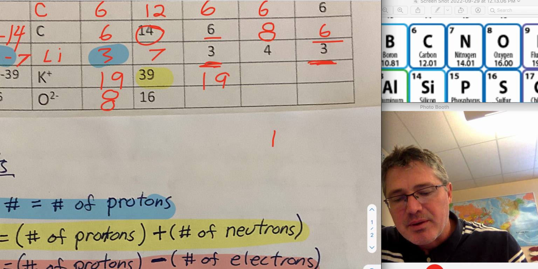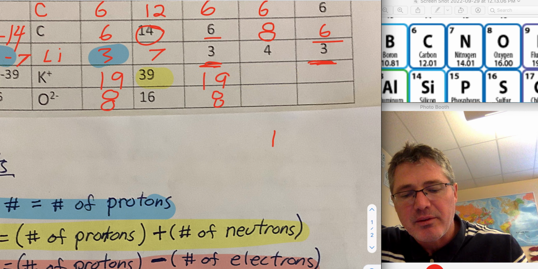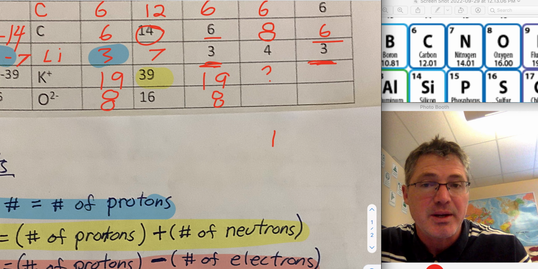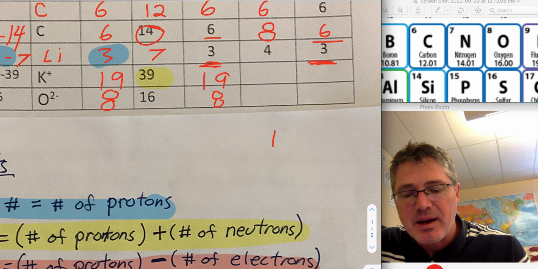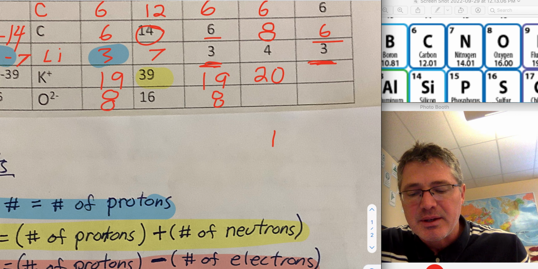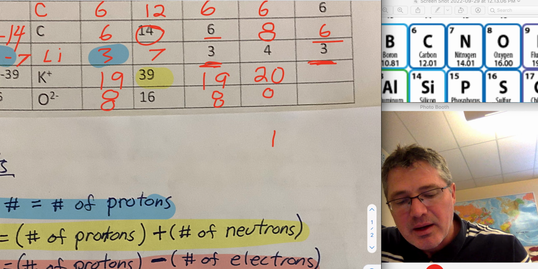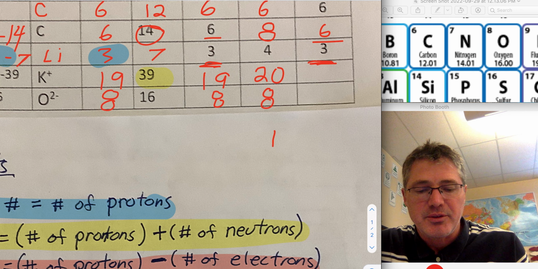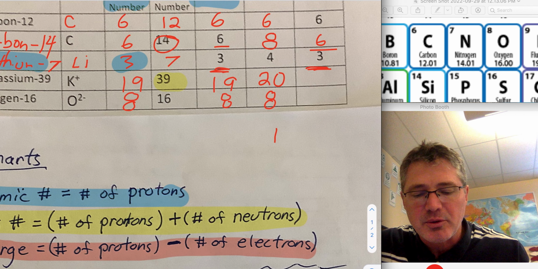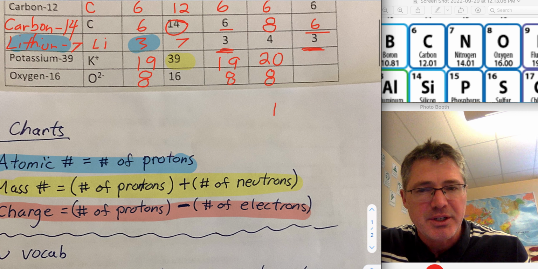Okay, so if we take 19, whatever we add to 19 has to equal 39, or you could do 39 take away 19 if you're good with your math. In this case, that would be 20 for the neutrons, and then for the oxygen, it would be 8 neutrons there. All right, now we're going to take it to the part that a lot of people struggle with, and that's applying the charge and figuring out how that equates.